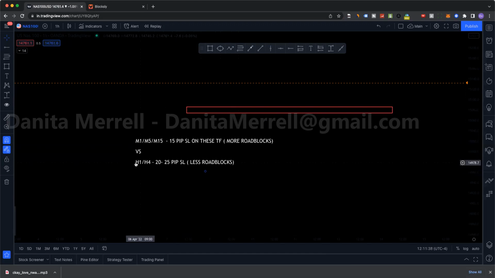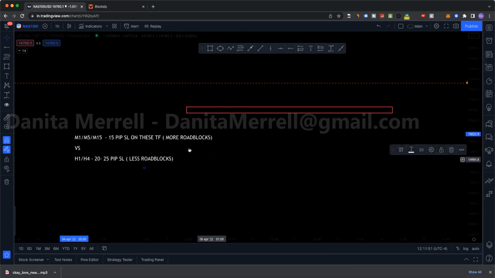If we have H4s and H1 entries, we're utilizing that higher time frame power because these are in confluence with the higher time frame, right? They control the higher time frame. These ones are controlling these, so it doesn't make sense. So the only time that you should really be focused on those lower time frames is when your SL is way too big.